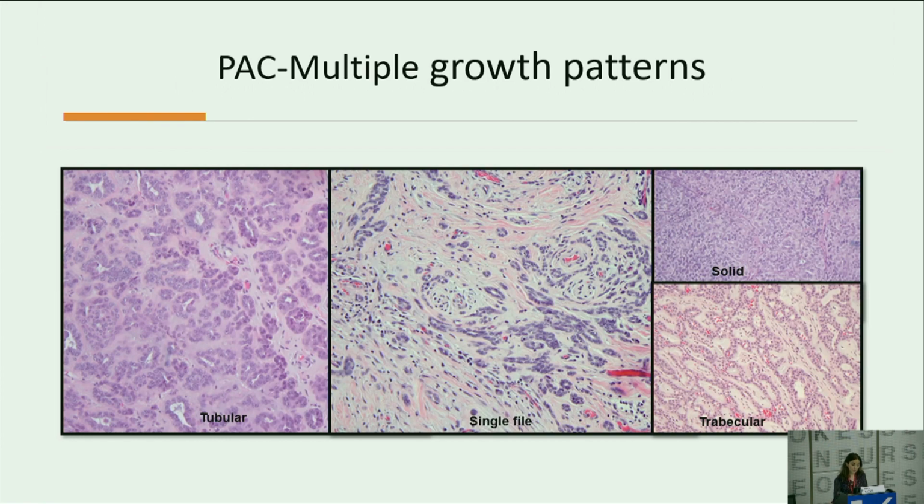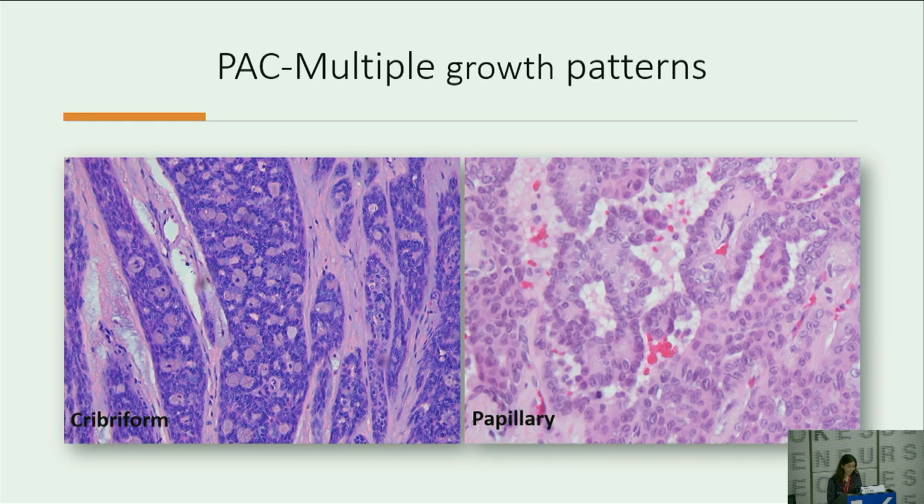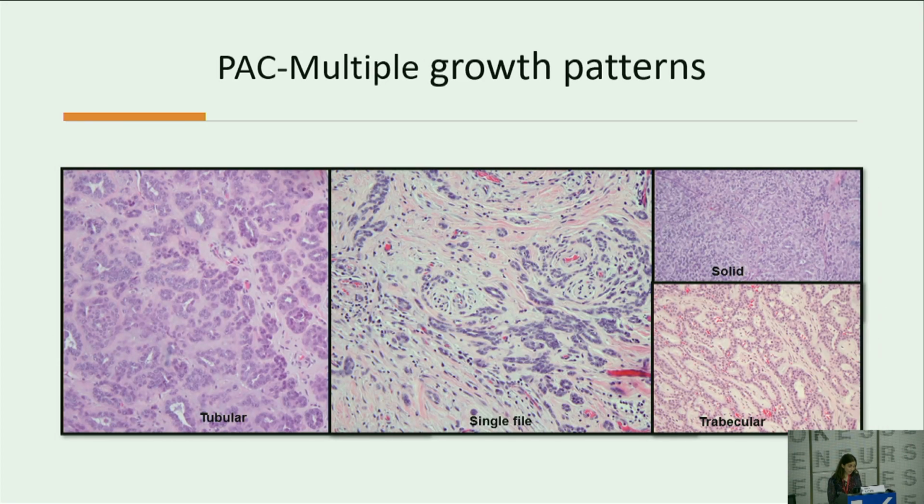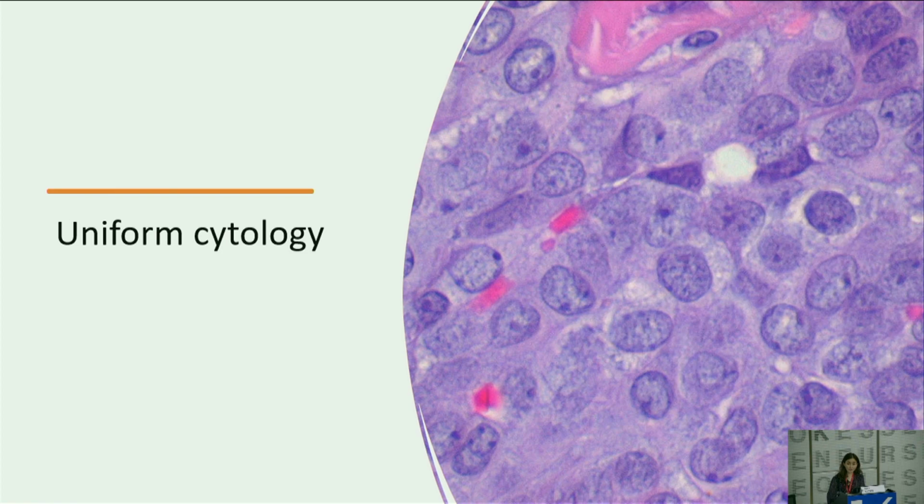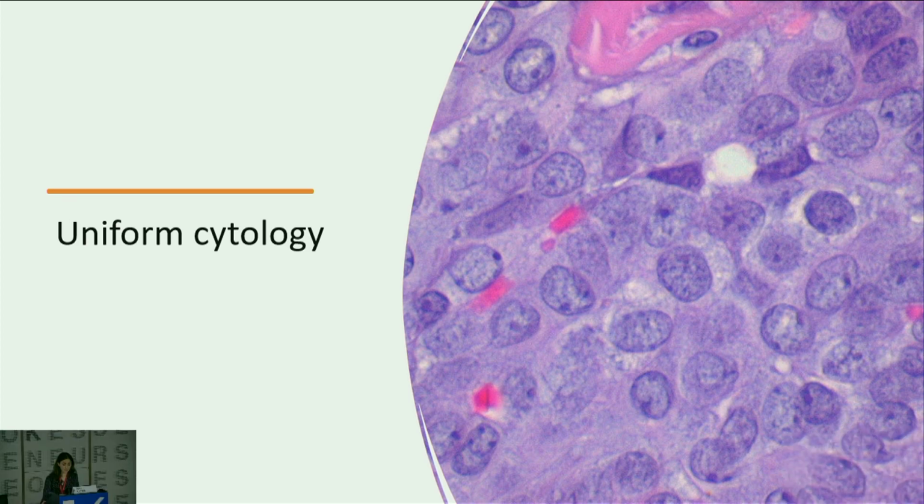Here we see the different growth patterns of polymorphous adenocarcinoma: tubular, single file, solid, trabecular, cribriform, papillary. Notice the swirled appearance of this tumor here on low power. The tumor cells have a tendency to arrange in a targetoid pattern around nerves and vessels. But if we look at the high-power view, we see the tumor cells are very uniform. There's one cell type and it has vesicular chromatin. We talked so much about papillary thyroid carcinoma. They show papillary thyroid carcinoma-like nuclear features.